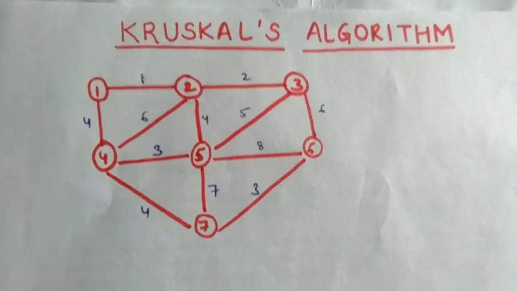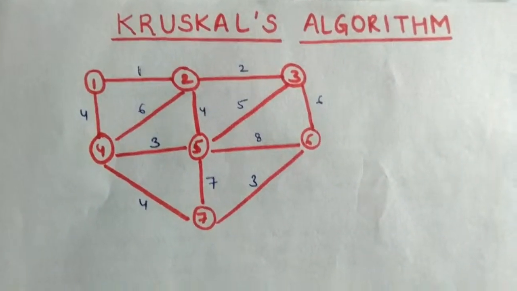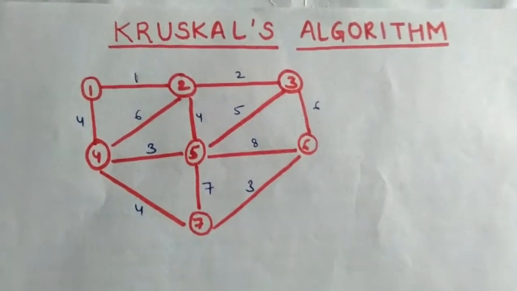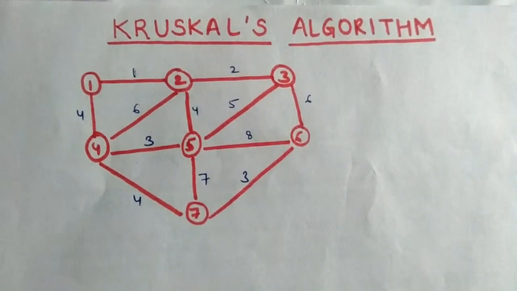So in this video we are going to see how we can get a minimum spanning tree from the following graph by using the Kruskal and the Prim's method.